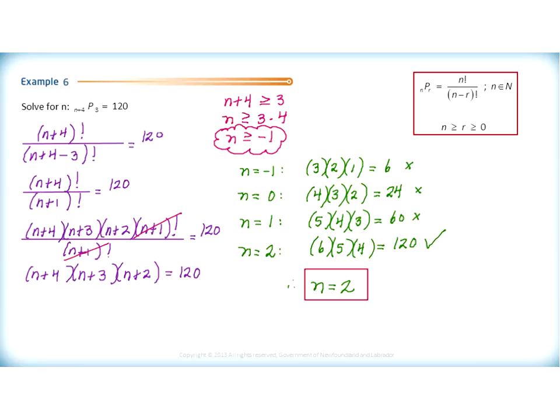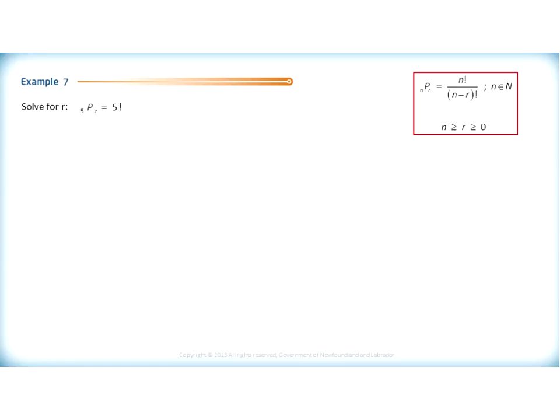There are other ways in which you could solve these equations. I'm just choosing what I think is the easiest way to solve them. If you multiplied all these factors out and you brought the 120 to the left-hand side, you could also use the integral zeros theorem to solve this equation. I just think that this is the easiest method that you could use. Let's look at example 7.